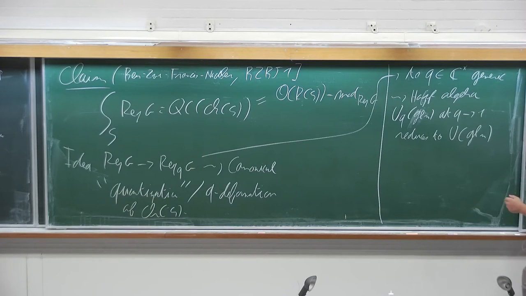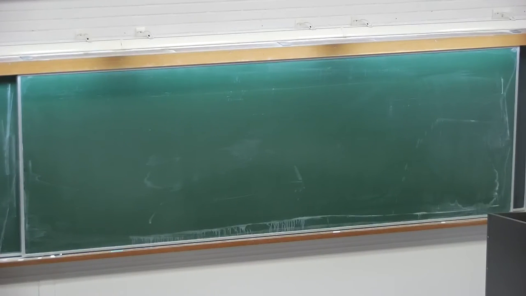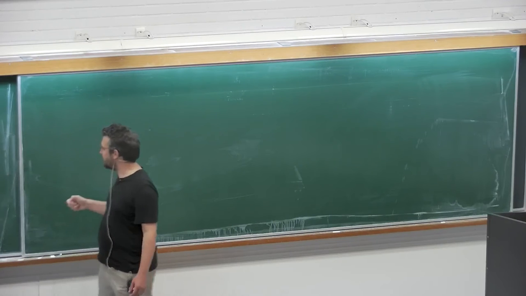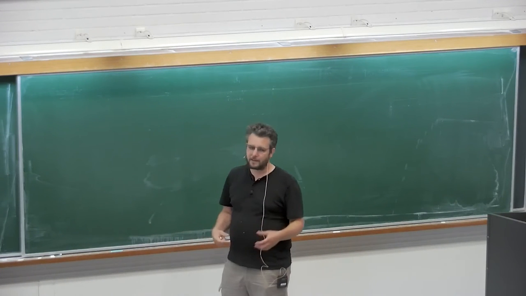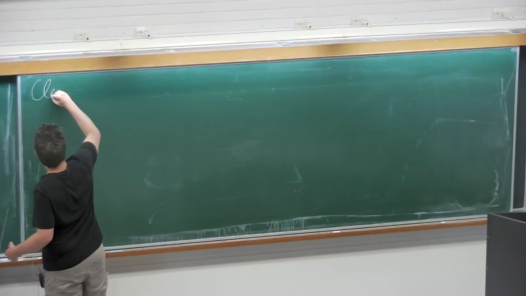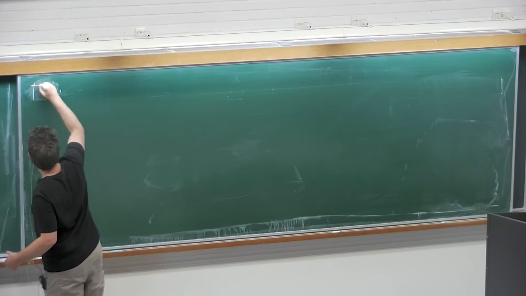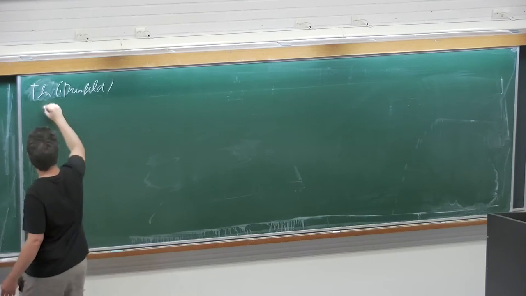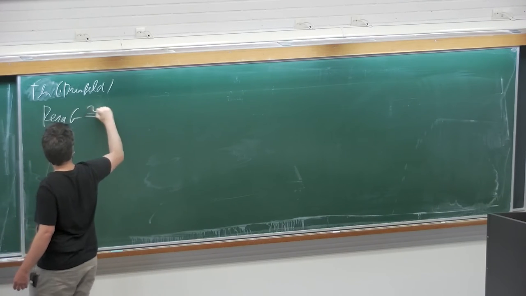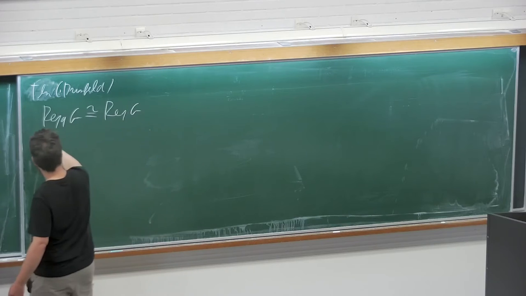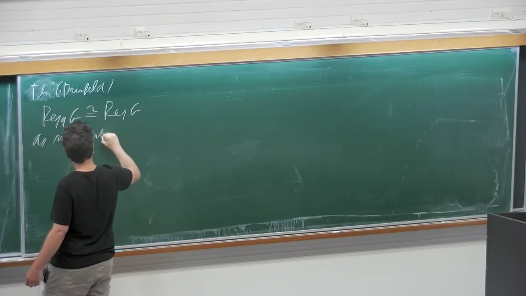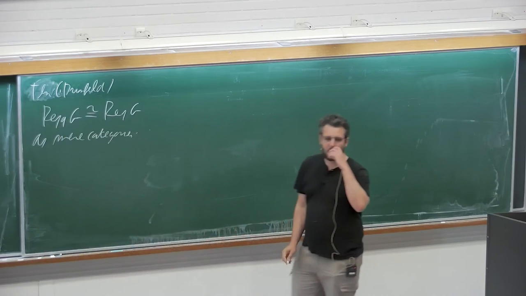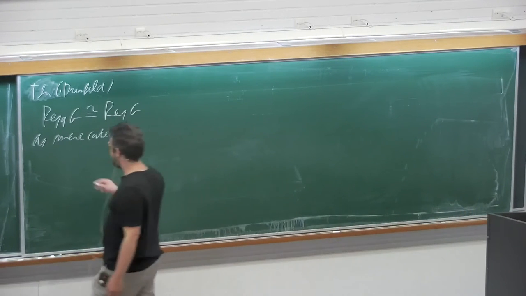Here we are. So basically the claim is that you have this Hopf algebra, and you take locally finite dimensional modules over that. And the claim is that, I mean, that's a theorem actually, I should say, probably due to Drinfeld, that Rep U_q(g) is actually equivalent to Rep G as mere categories. So they have the same objects and the same morphisms, they are the same category, but they have very different monoidal structure.